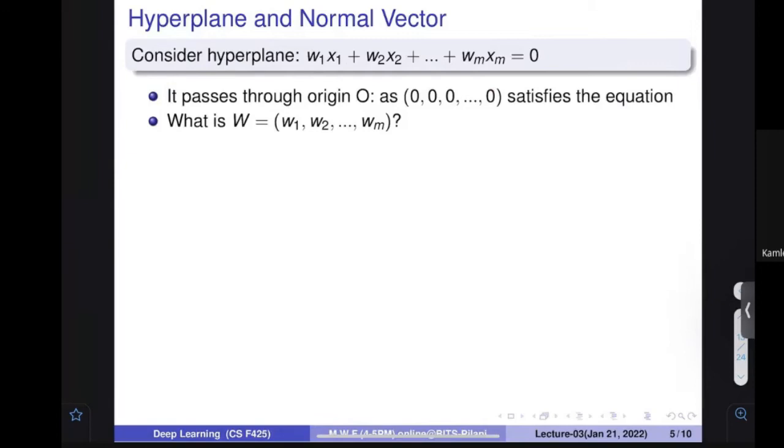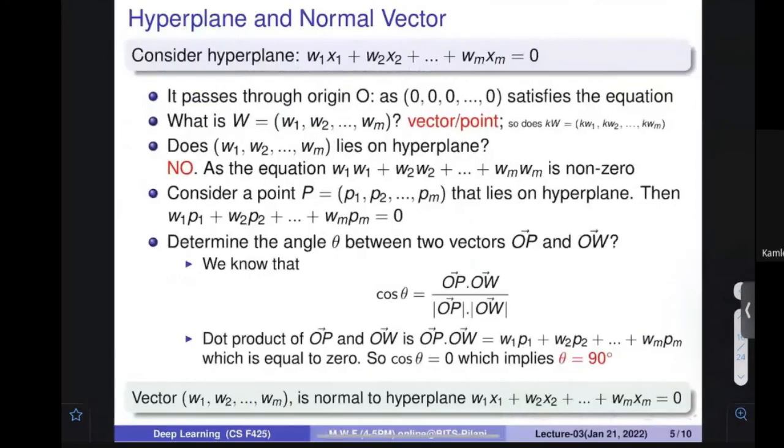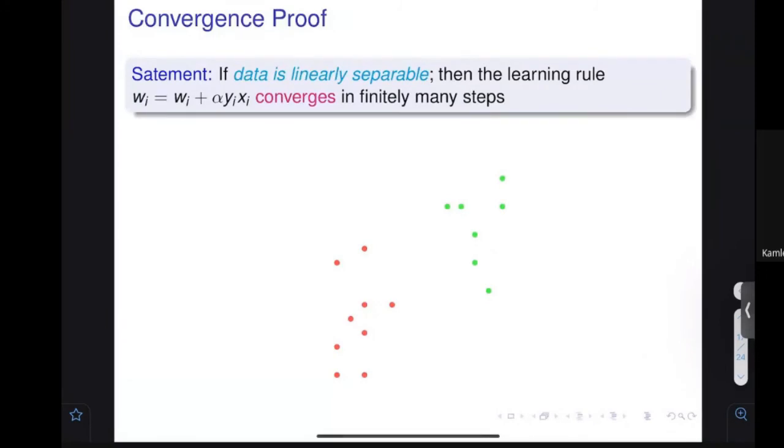This slide talks about the hyperplane and the normal vector that we have just seen a few minutes back, that W is perpendicular to the plane. So this slide is with you. You can just try to find out.